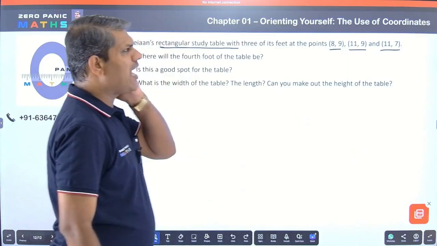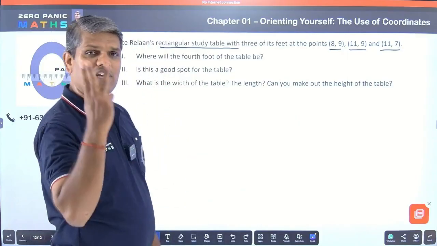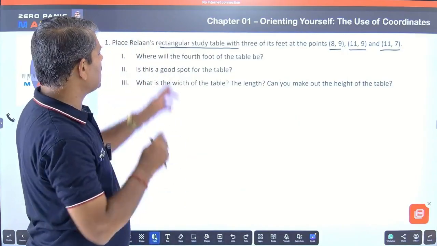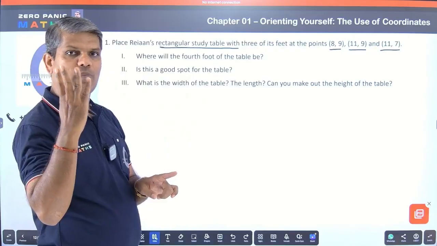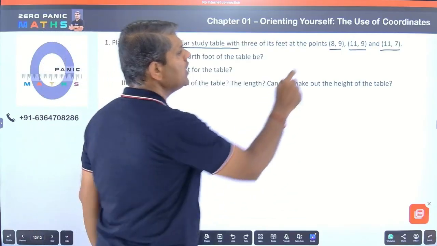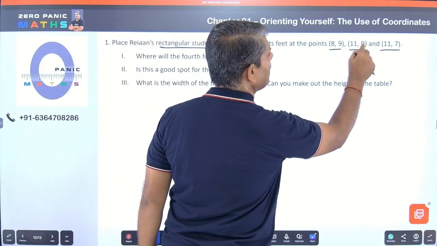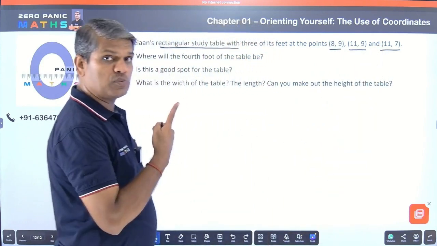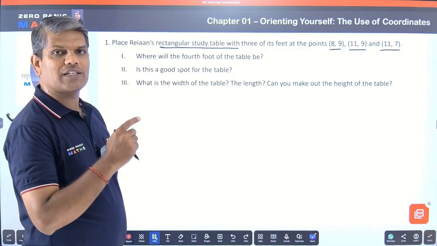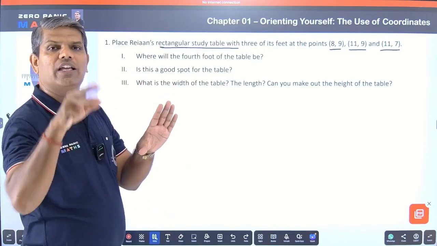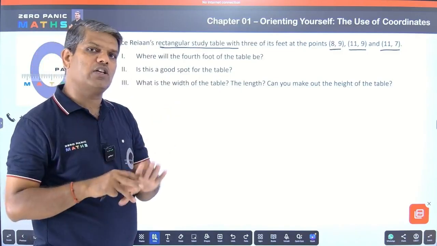So now, as we can see, there are 3 points given. There is a rectangular table, of which we need to represent 4 points, but out of the 4 points, 3 points have been given: (8, 9), (11, 9), and (11, 7). You can observe that all those points have positive x and positive y values, so it is going to fall inside the first quadrant only.